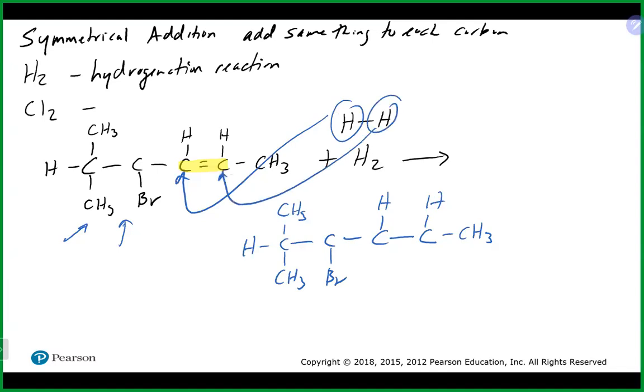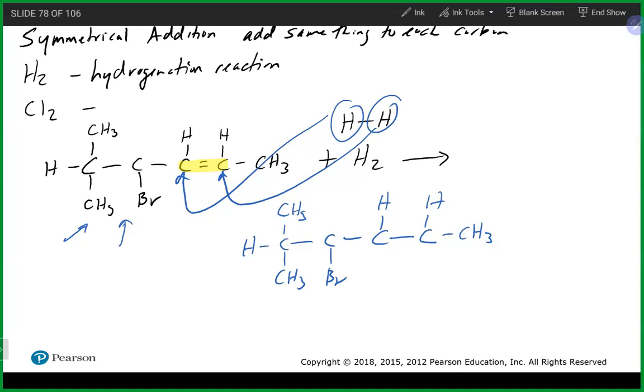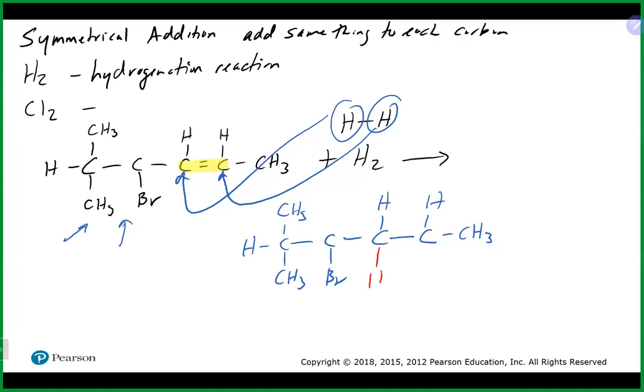This is a symmetrical addition, which means you can't screw it up. You just need to put a hydrogen on each of those spots because you're adding the same thing. So in this case, we will put a hydrogen, I'll make it red here, and a hydrogen right there. We go from an alkene to an alkane. This is what hydrogenation means. Also what it means when you partially hydrogenate something. Yes, that is making double bonds into single bonds.